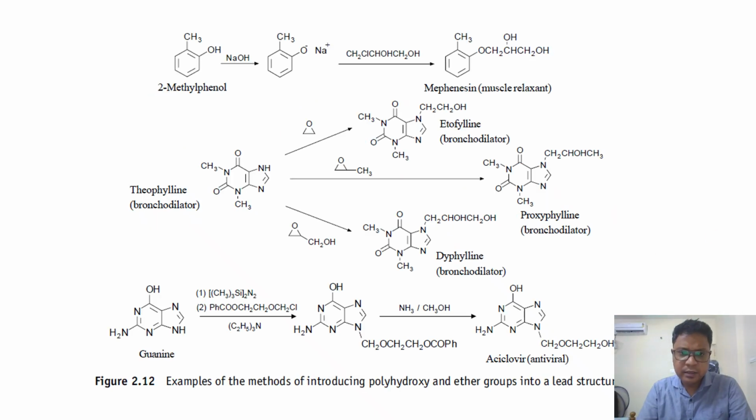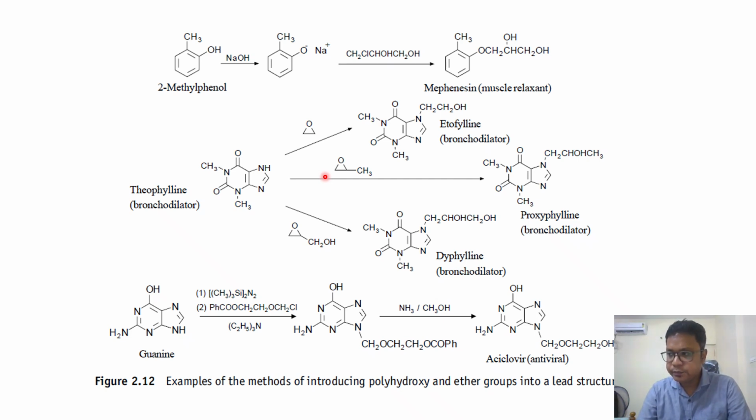So let us see how we can increase the water solubility of this particular drug molecule. If we take 2-methyl phenol and treat it with NaOH, we make the O minus Na plus salt. Then if we take this long chain OH containing group, you can see that polyhydroxy groups are there on this hydroxy and this hydroxy. If we treat this one with it, the Cl will be replaced, and we get this polyhydroxy containing drug molecule, which is named mephenesin. This is a muscle relaxant.